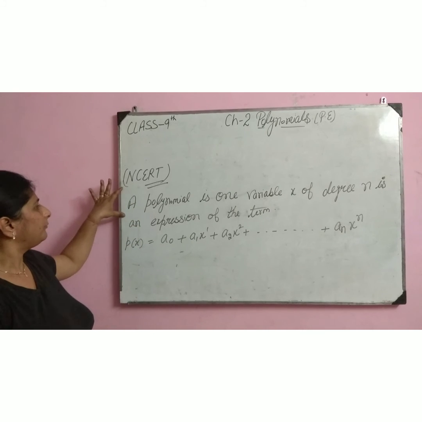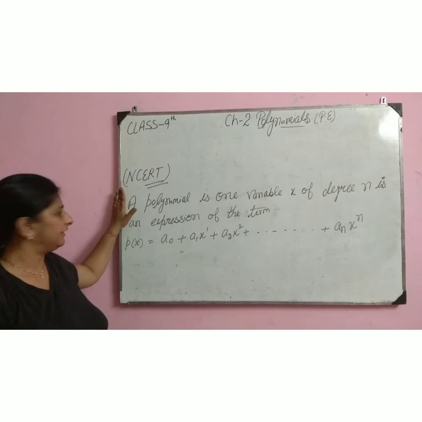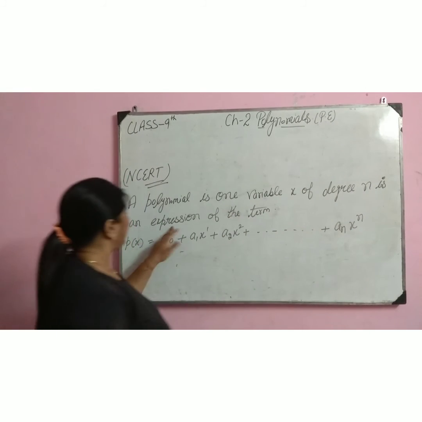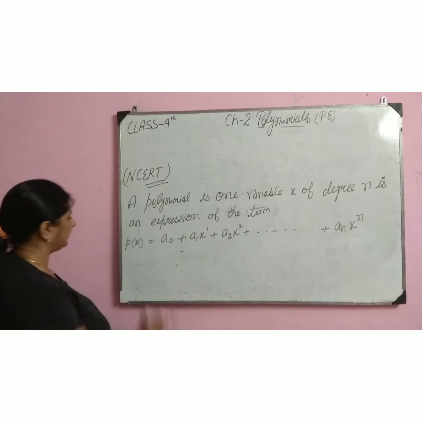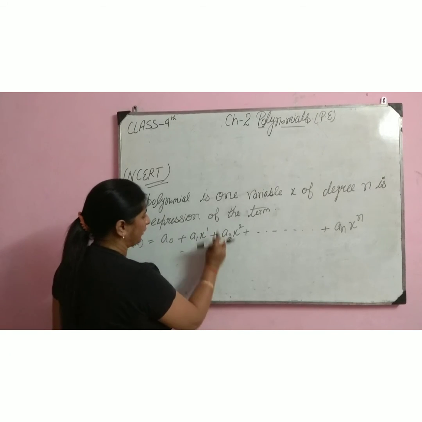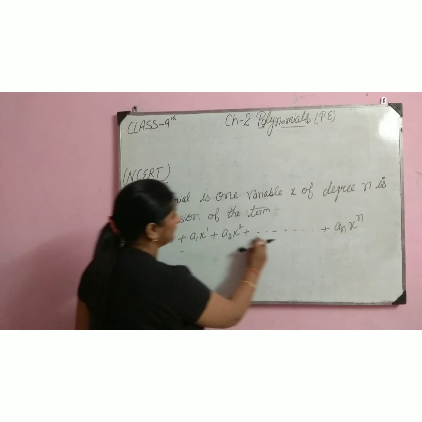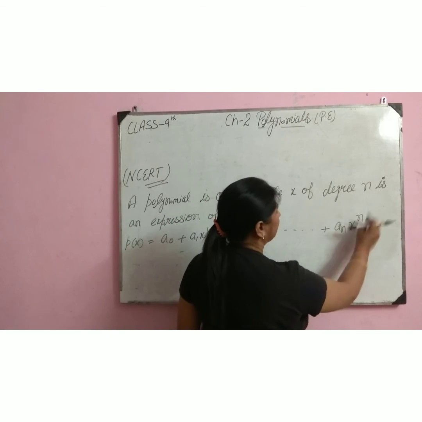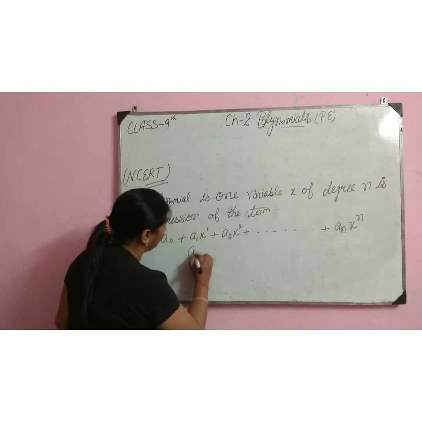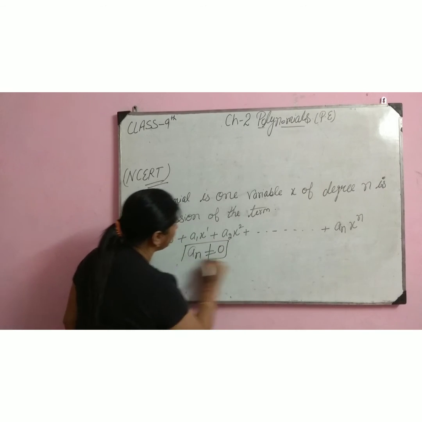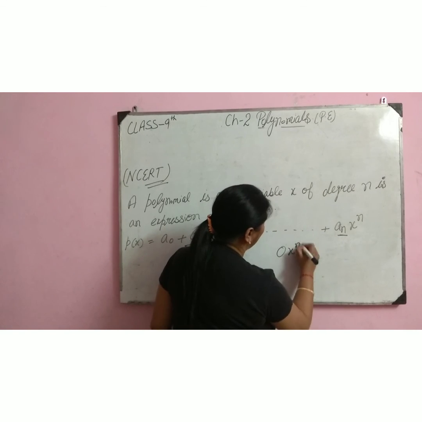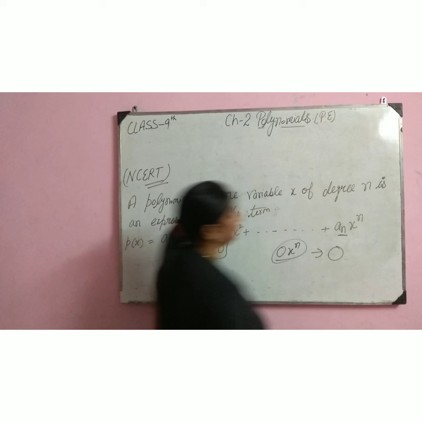Now I explain the definition of polynomial according to NCERT. A polynomial in one variable x of degree n is an expression of the form p(x) equals a0 plus a1x raised to power 1 plus a2x raised to power 2, and so on up to an x raised to power n. But here is the most important thing for you: an can never be equal to 0. If this number is 0, then we can multiply with any number and the whole equation converts into 0.